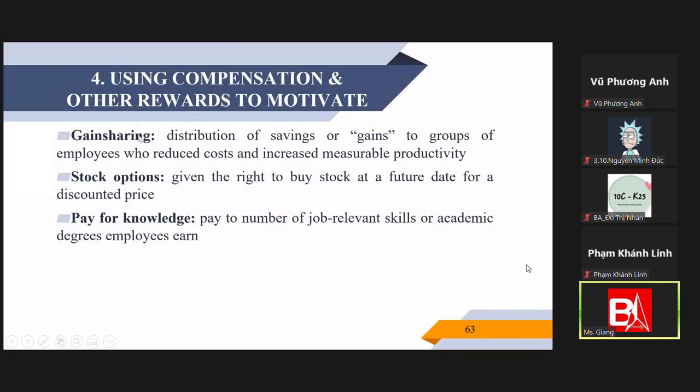Gain sharing, we give the employees money. However, it is given to a group, not to an individual. So it is the distribution of savings to groups of employees who reduce cost and increase measurable productivity.